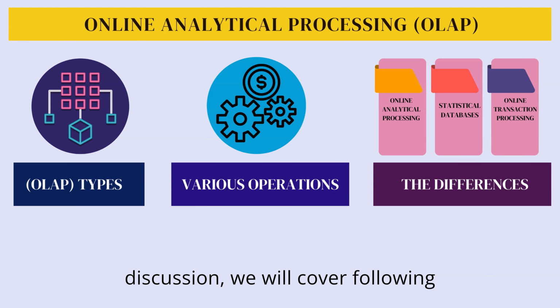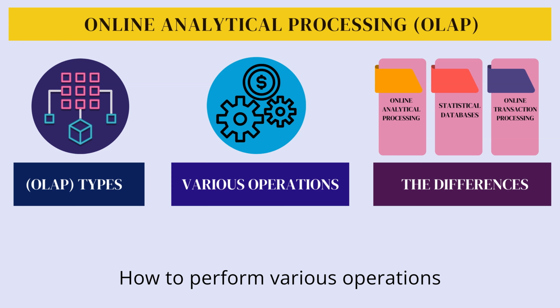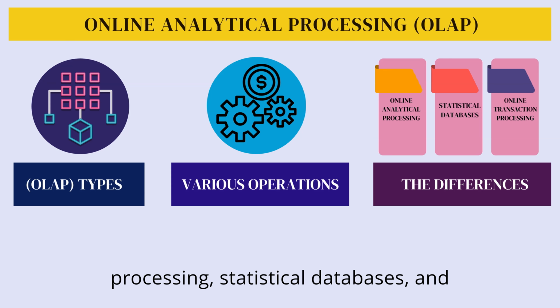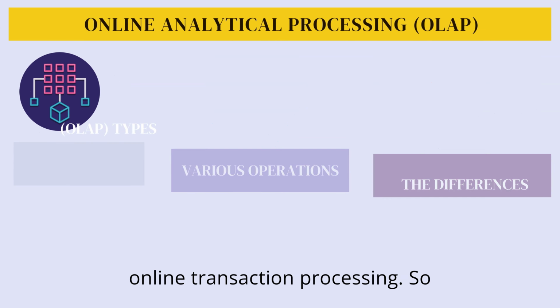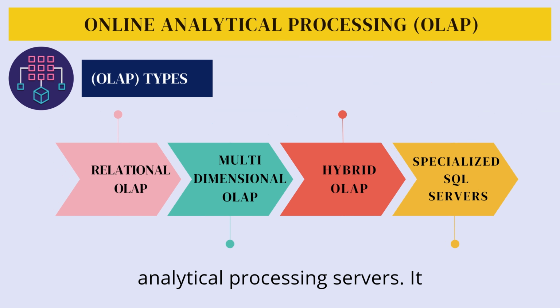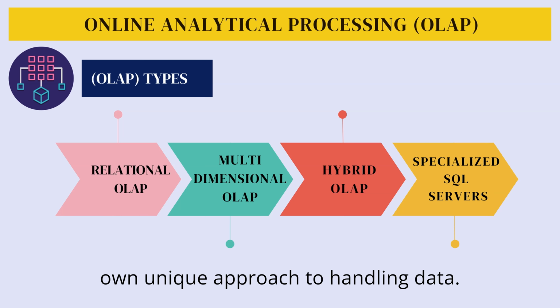In this discussion, we will cover the following topics. Its types. How to perform various operations. The differences between online analytical processing, statistical databases, and online transaction processing. So let us first discuss the types of online analytical processing servers. It comes in four main types, each with its own unique approach to handling data.